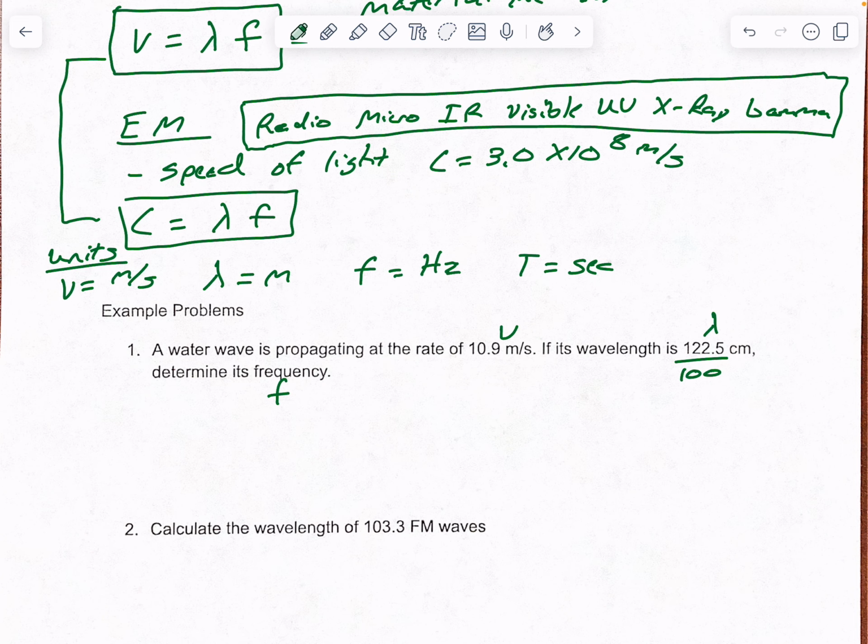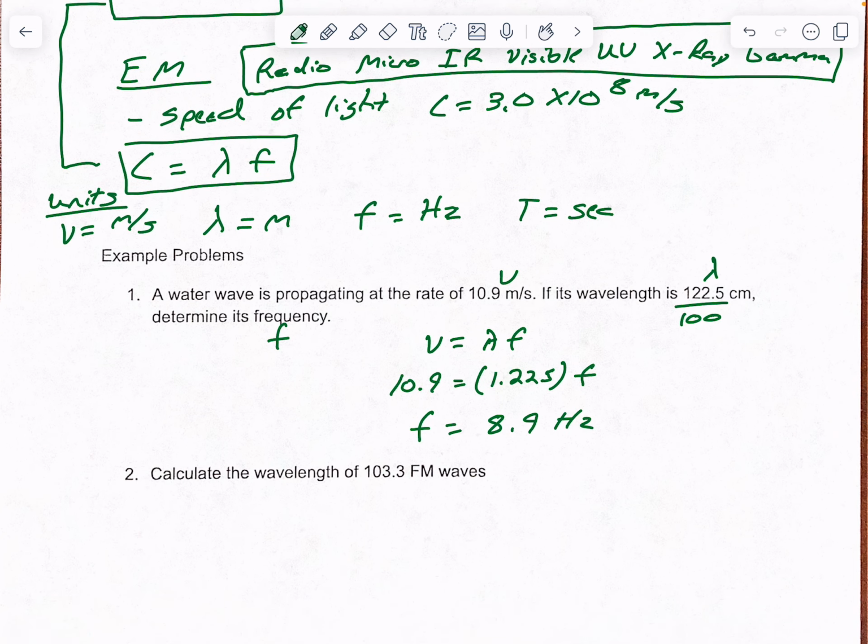So which equation has all three of those? V equals wavelength times frequency. Okay, so 10 equals my wavelength. 122.5 divided by 100 is 1.225. And frequency we don't know. So divide both sides by 1.225. You get a frequency of 8.9 hertz.